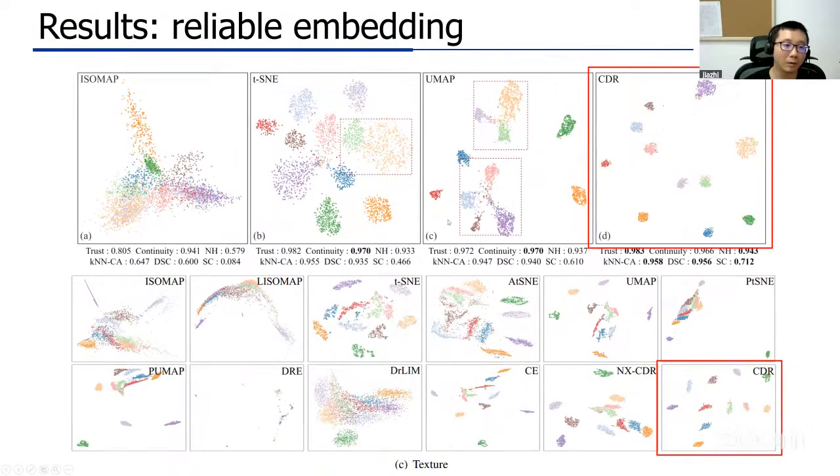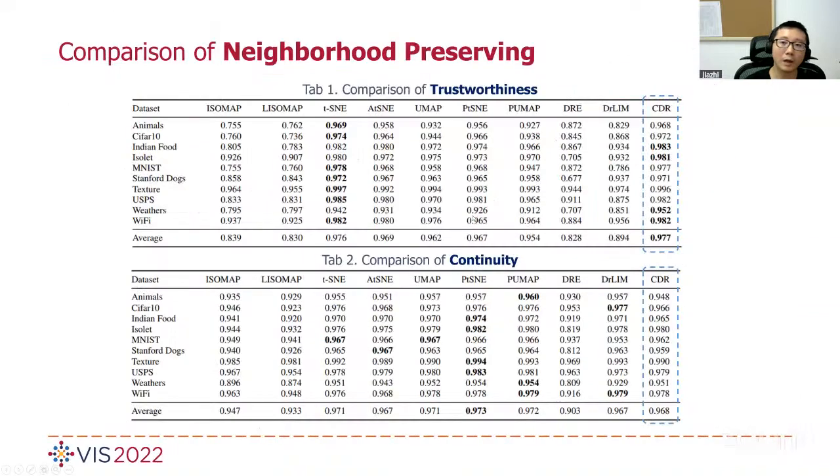Our embedding also outperforms other approaches in major quality metrics such as continuity, trustworthiness, KNN-based accuracy, DSC, and so on. In terms of trustworthiness, our approach works better than other methods. In continuity, our approach doesn't achieve superior performance. The reason is that the metric treats false neighbors as true neighbors. Therefore, it's not a reliable metric.